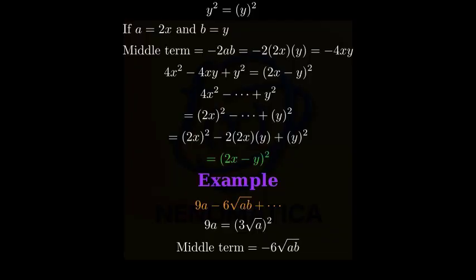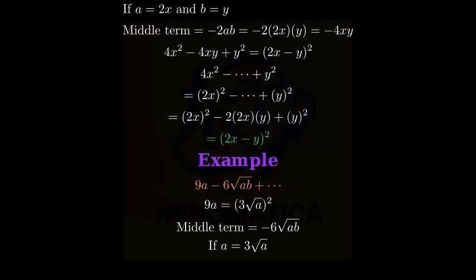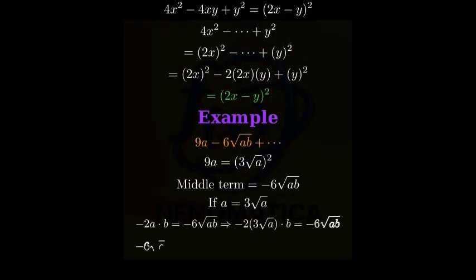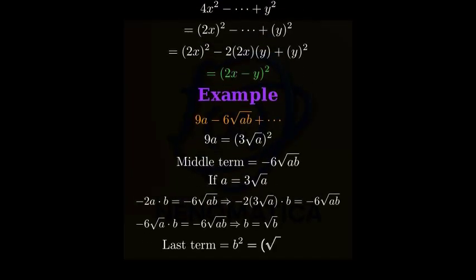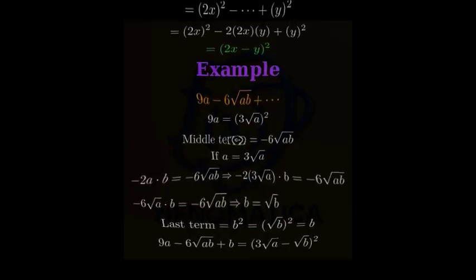For a perfect square pattern, this middle term should be negative 2 times a times b. If we let a equal 3 square root of a, then we need to find what b equals by looking at the middle term. From negative 2ab equals negative 6 square root of ab, we can determine that b must equal square root of b. Now we can find the last term, which must be b squared, or square root of b squared, which equals b. So our complete expression is 9a minus 6 square root of ab plus b, which equals (3 square root of a minus square root of b) quantity squared.